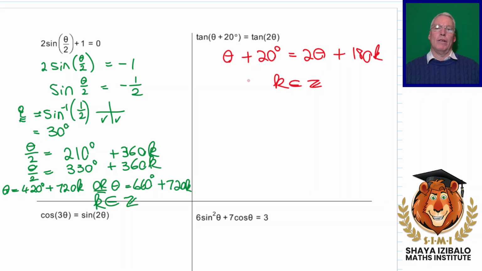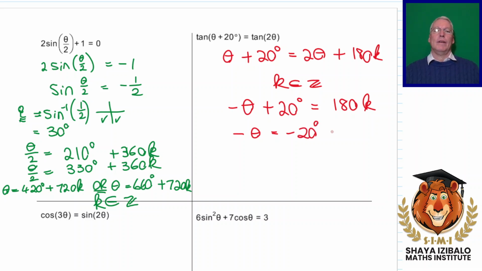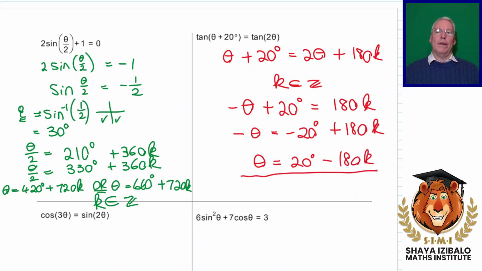And the last thing we're going to do is just solve for theta. We're going to subtract 2 theta from both sides. That will give us negative theta plus 20 degrees is 180k. Next up, we're going to subtract 20 from both sides. So negative theta is negative 20 degrees plus 180k. And lastly, we're going to divide both sides by negative 1, all the terms. 20 degrees minus 180k. And that's our general solution for that one.